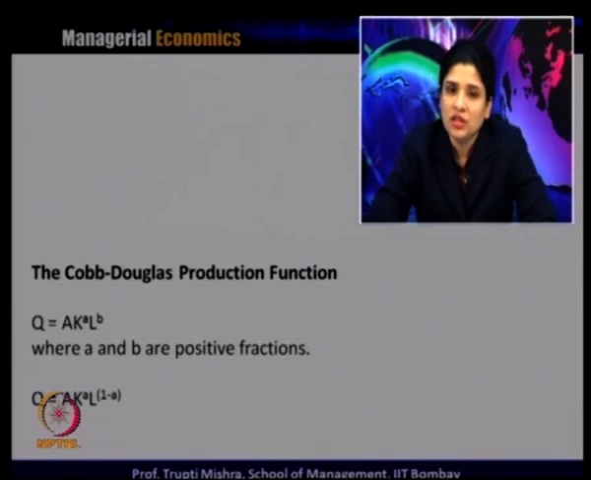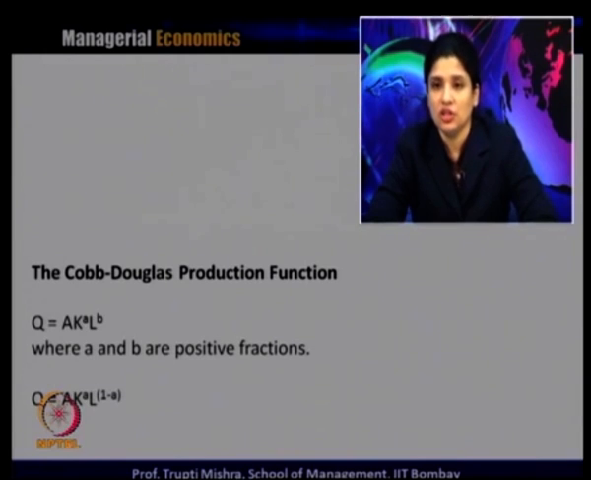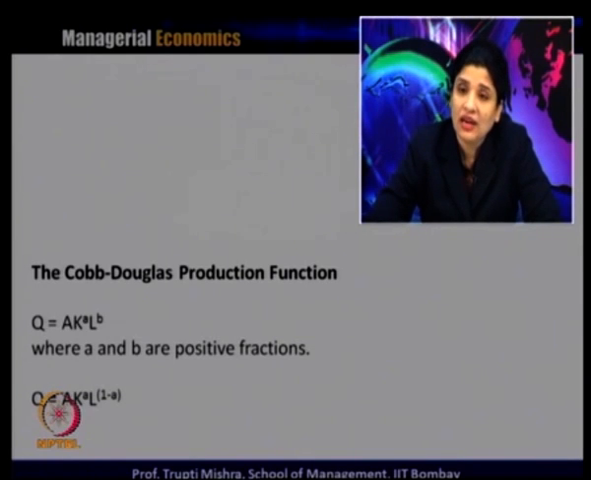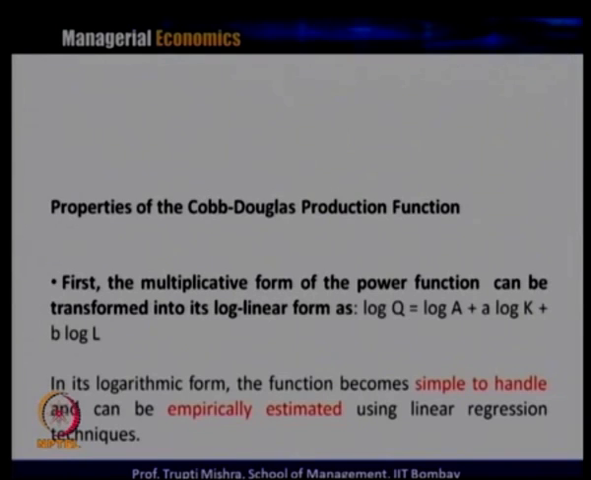So, if a plus b is equal to 1, then alternately we can formulate this production function as Q is equal to capital A K to the power a and L to the power 1 minus a. Now, what are the properties of the Cobb-Douglas production function?